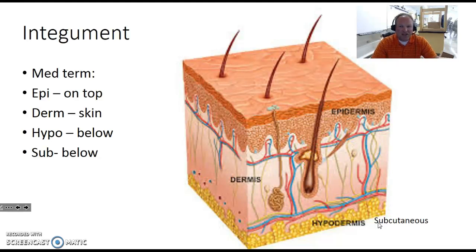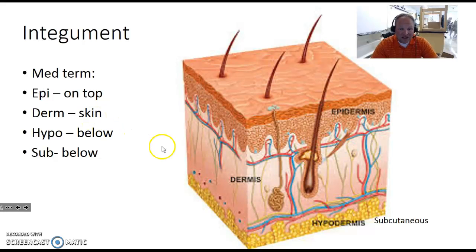So in order to really understand this and not just memorize hollow words, look at these med-term definitions on the side, which I'm hoping you already know. Epi we're going to use all the time. Epi means on top, or on top of, or above. Sub means below, or hypo means below, and derm means skin. So a dermatologist is someone who studies skin.